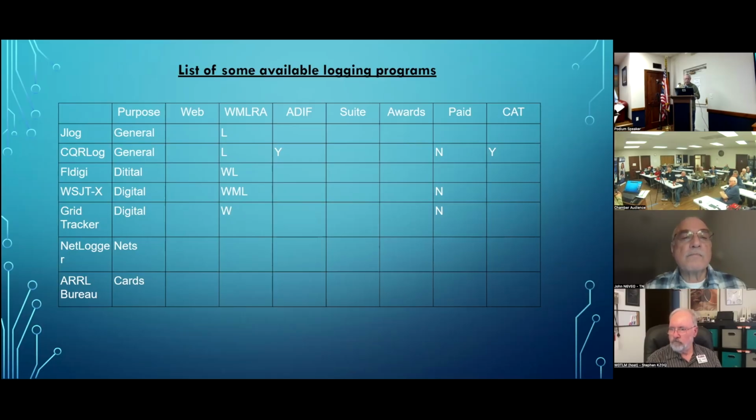Grid Tracker is basically a partner of WSJTX, and it will log every contact you made automatically into LOTW, QRZ, club log, EQSL, and I think there's a few more. And it just happens automatically. You don't have to do anything.